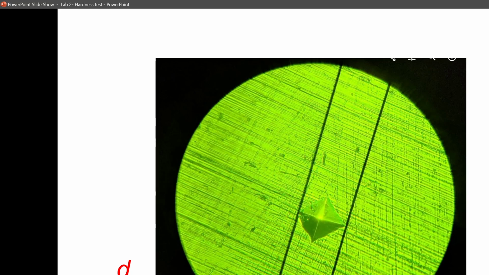This is what you're going to see when you create the indentation. So this is your indentation that you have created. This is your material. And these are the lines you're going to see in the microscope. You just have to move these lines, and then there is a gauge outside. Using that gauge, you're going to measure the line.